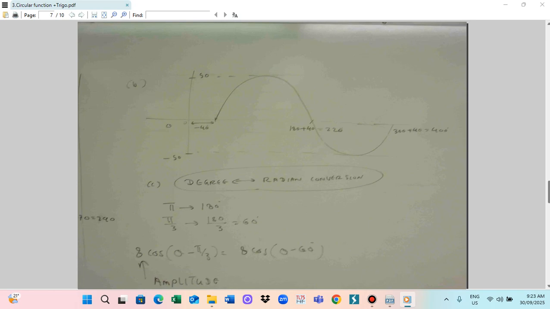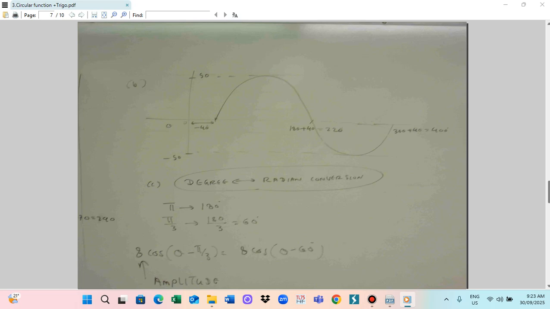Now B: 50 cos theta minus 40 degrees. In this case, we draw two lines. The horizontal line is 0, this side is 50, and this side is minus 50. So theta minus 40 means instead of starting from 0, it starts from here, for the minus 40 degrees.